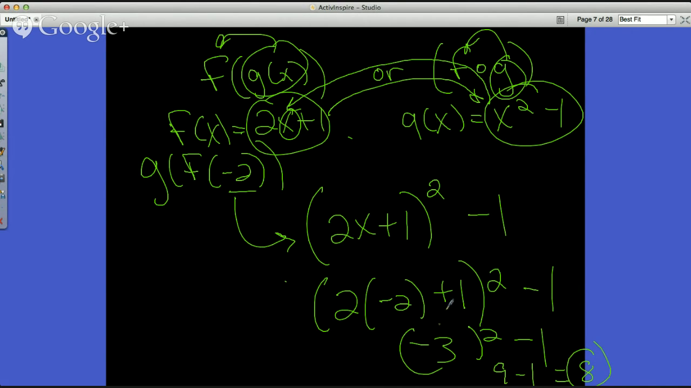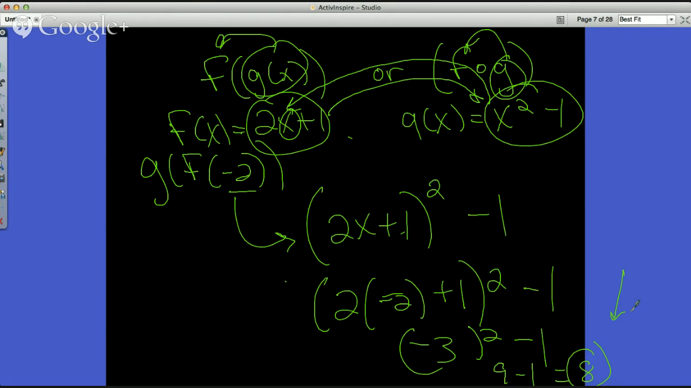The big thing that's going to kill y'all if you end up missing this is, I think if you're here, you're going to understand how to plug it in. You're going to forget to do PEMDAS, right? Inside the parentheses first, square it, then subtract 1. That's a big thing to remember, okay? But 8 would be my answer there.